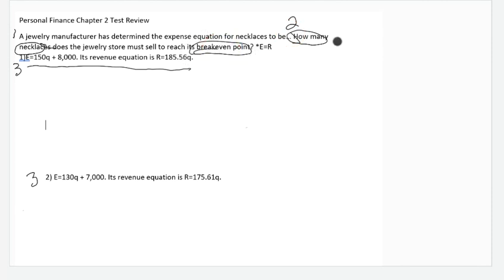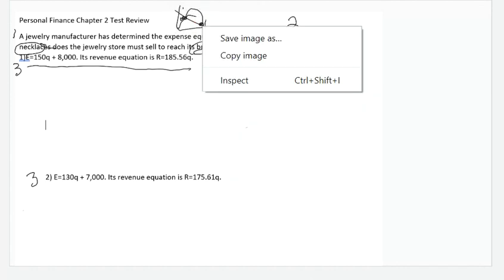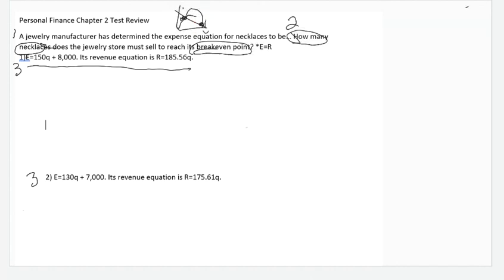Remember, the break-even point is when the revenue is equal to the expense. So for our graph, it's going to be this point where it looks like this. The break-even point is where the revenue and expense overlap. So we're going to set those two equal to each other. Remember, we can have it as revenue is equal to expense.